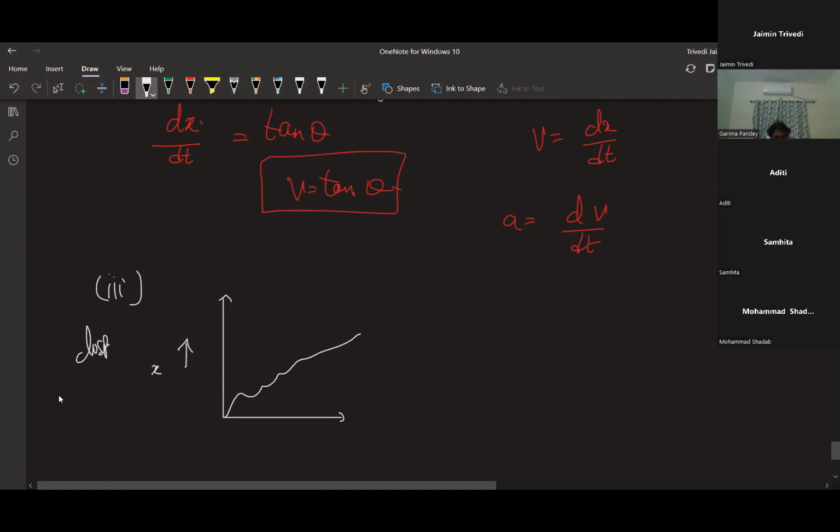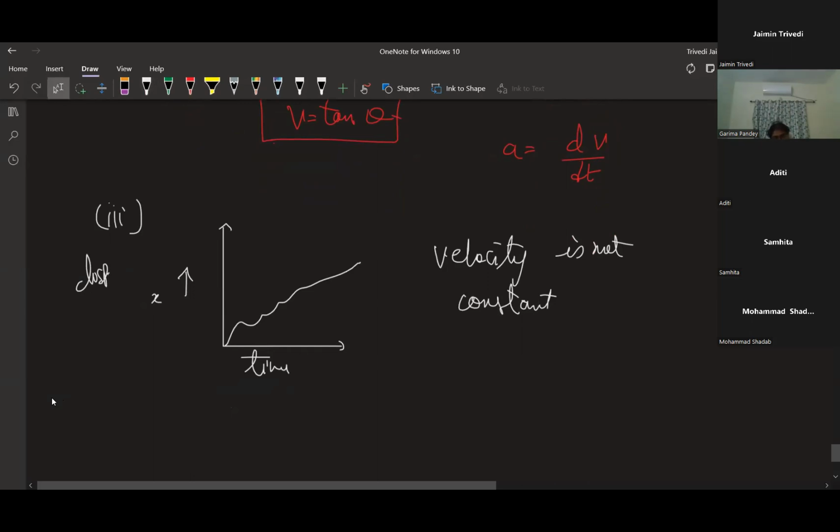this x, and this is time. So here velocity is not constant, so it will show a zigzag curve, sometimes increasing, sometimes decreasing. Everywhere its values are different.